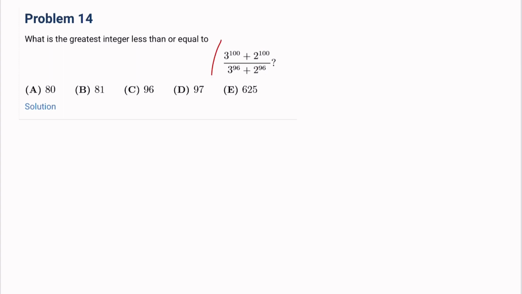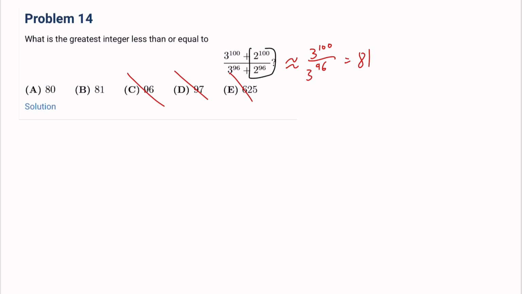And so this value is actually going to be very similar to just this value, 3 to the 100th over 3 to the 96th power, right? So this is very similar to 3 to the 100th over 3 to the 96th power, which equals 81, right? Because it's 3 to the 4th power, and so it's very close to that. So it's either A or B, and it won't be either C, D, or E, right?